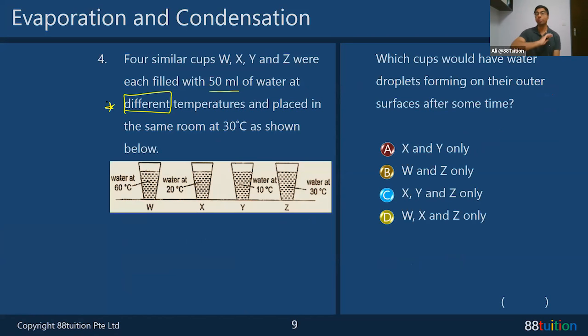Which cup? But this one is not about evaporation upwards. Some of you may think which one. Oh, the question is about water droplets forming. Okay, that means it's about this one. Remember, if you go to a food center, you buy a cold drink and sit down, and while you're eating your chicken rice, you will see water droplets on the cup outside.